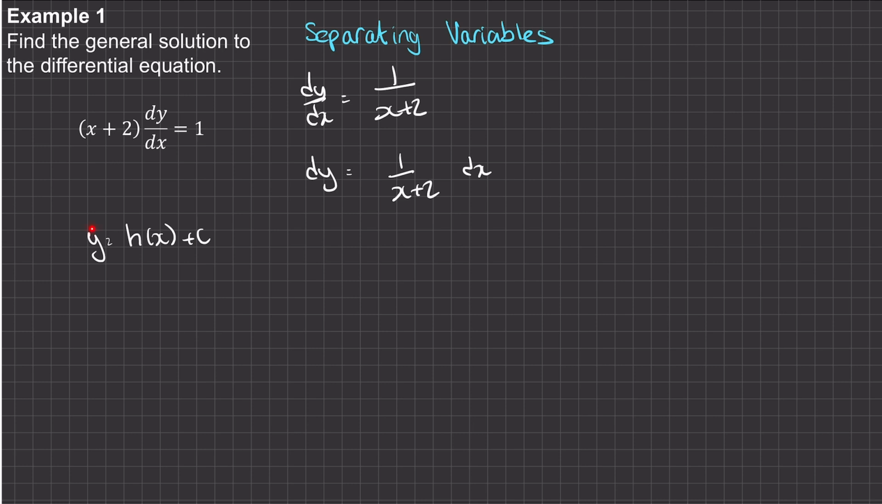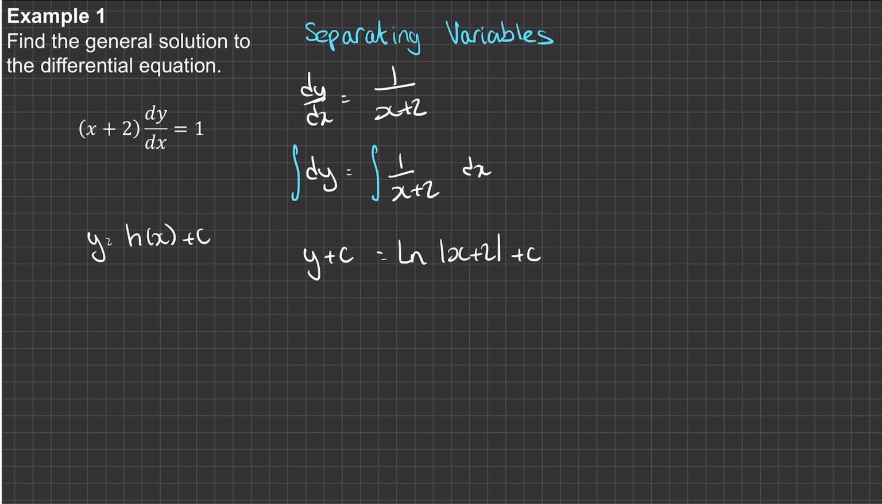And now because we want y, we need to cancel out this derivative of y. So we're going to take the integral of both sides. We'll integrate dy and we'll integrate 1 over x plus 2 with respect to x. So when we integrate dy, the integral and the d will cancel, so we're left with y plus a constant term. And when we integrate 1 over x plus 2, we get the natural log of x plus 2, again, plus a constant term. Okay?